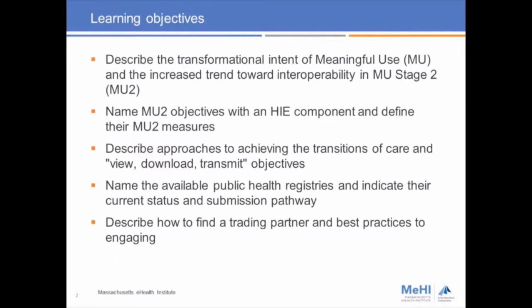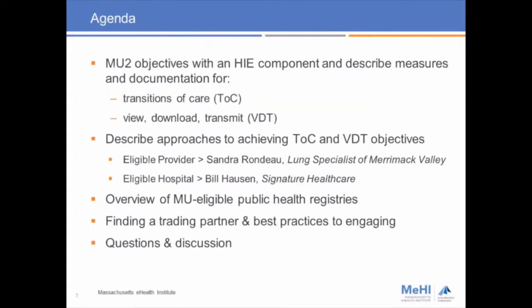Being able to describe the transformational intent of meaningful use and increased trend toward interoperability of meaningful use stage 2, name the meaningful use objectives with an HIE component and define their meaningful use 2 measures, describe the approaches to achieving the transitions of care and view, download, transmit objectives, name the available public health registries that indicate their current status and submission pathway, and describe how to find a trading partner and best practices to engage in.